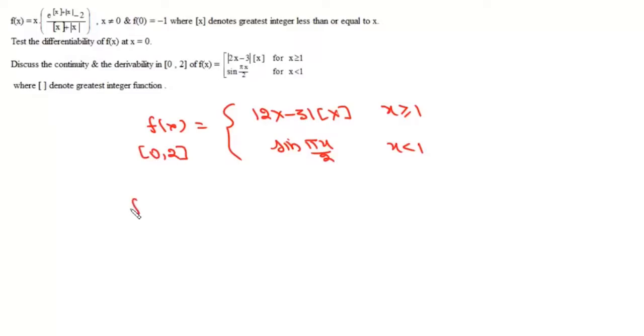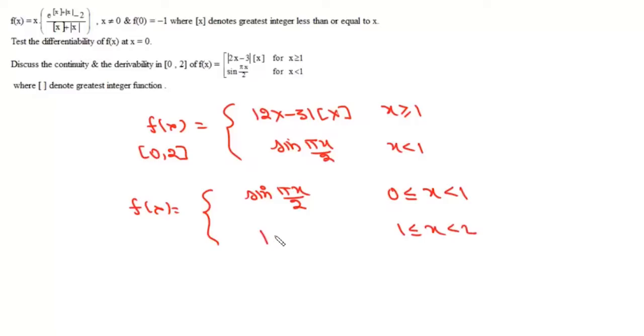Now what we'll do is we'll write this f(x) as sine of pi x by 2 when x lies between 0 and 1. Now when x lies between 1 and 2, in that case greatest integer function of x is 1, so it will be this mod of 2x minus 3, and when x is 2, this value will be 2 into 1, which is 2. Now we'll draw the graph of f(x).